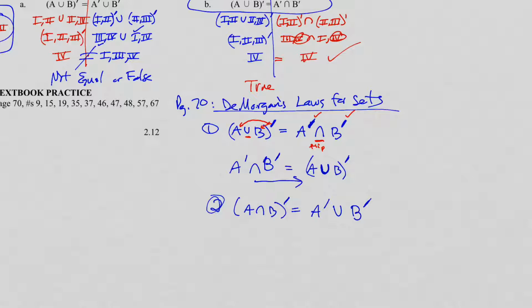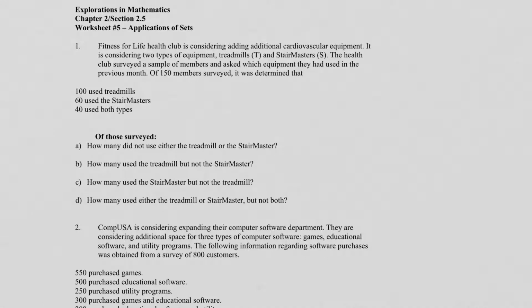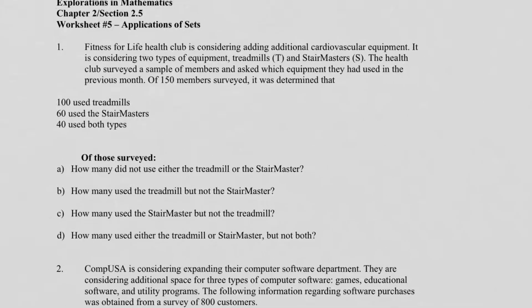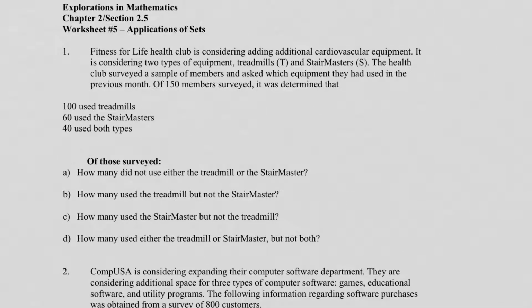Now we're going to move into 2.5, which is applying these things to a word problem. All right, guys, so we're back here, and we are going to be doing 2.5. So in this case, if you read this carefully, we have two items, treadmills and stairmasters, which you can see right here. Okay, and then we also have the word both. Okay, so this is where you're going to start.